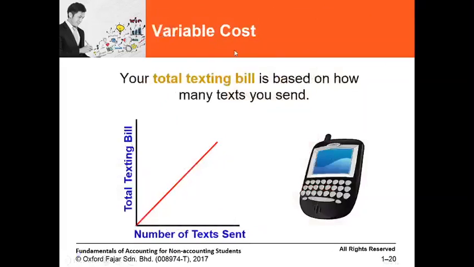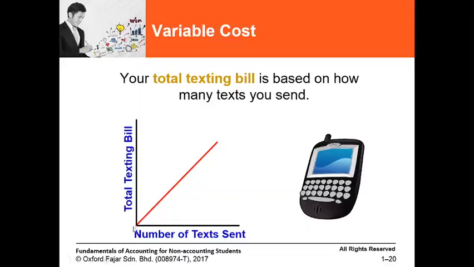Okay, so this is an example of variable cost. Your total texting bill is based on how many texts you send. Before this, before they created a mobile phone plan that costs you a fixed fee monthly, the older mobile plan was charging per text. Meaning to say, the more text messages that you send, the more bill that you have to pay for that month.